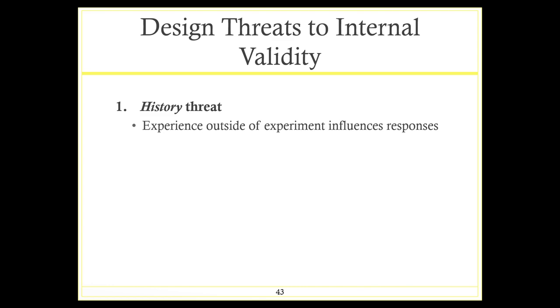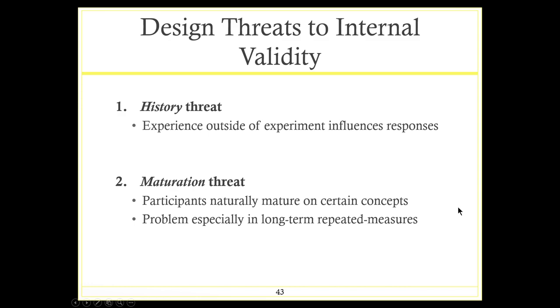Basically it means any experience outside the experiment that might influence the responses. Let's say something is going on outside the experiment and all participants are exposed to that, and those historical events might alternatively explain what is going on in your experiment.